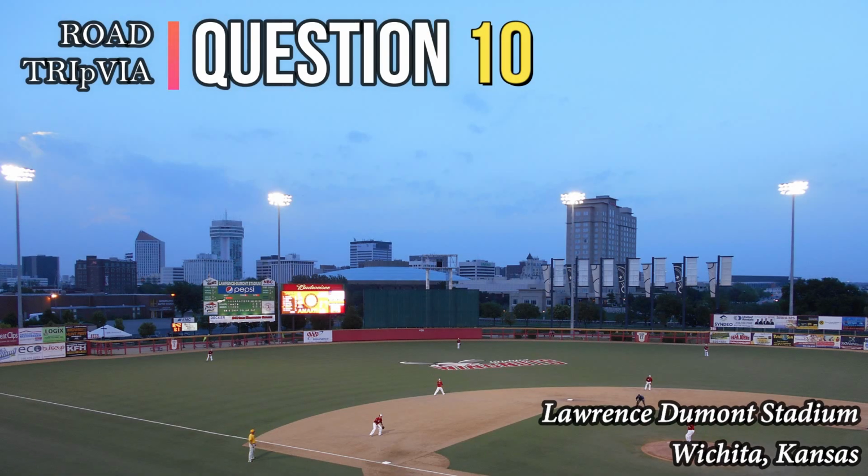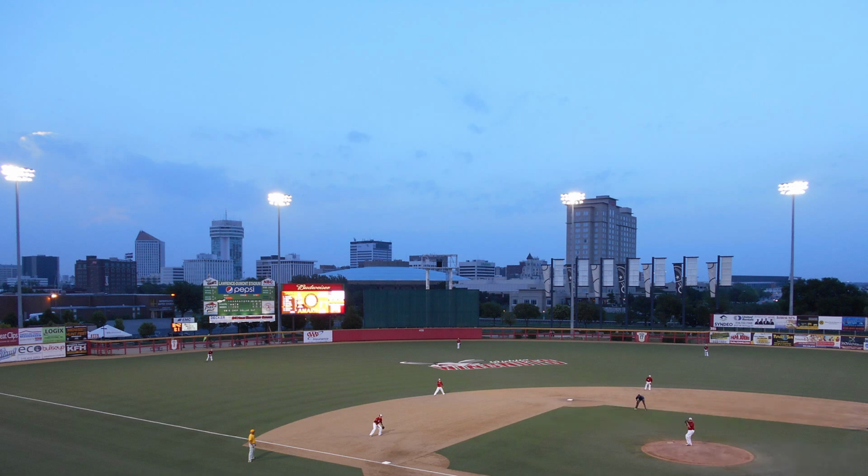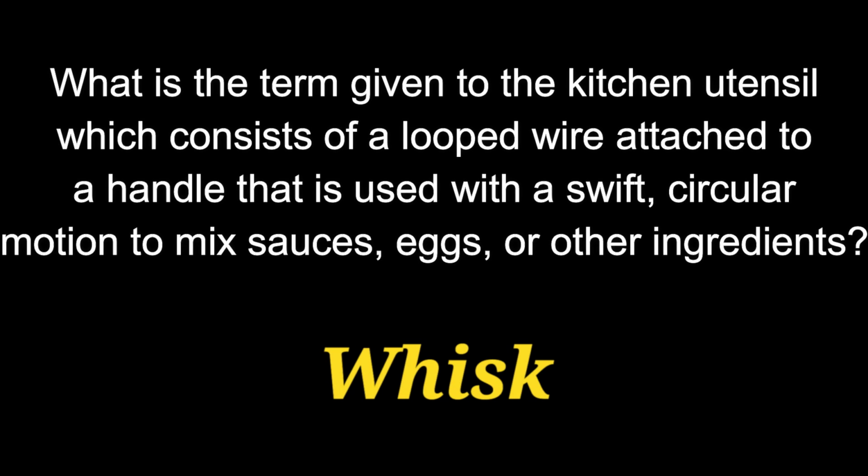Question number 10. What is the term given to the kitchen utensil which consists of a looped wire attached to a handle that is used with a swift circular motion to mix sauces, eggs, or other ingredients? That utensil is called a whisk.